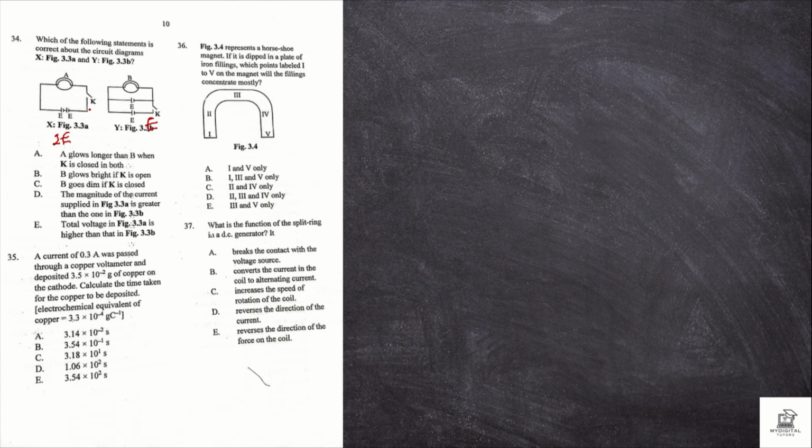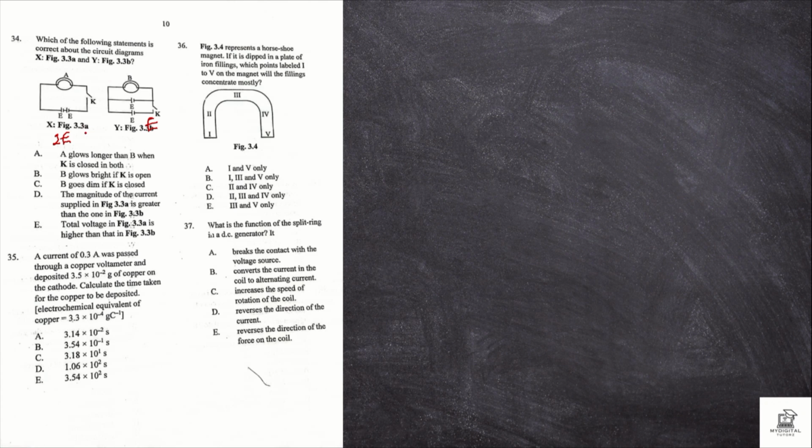So let's look at the options. A glows longer than B when K is closed in both. They are saying that if you switch the two bulbs on, A will glow brighter than B. Is that true? No.